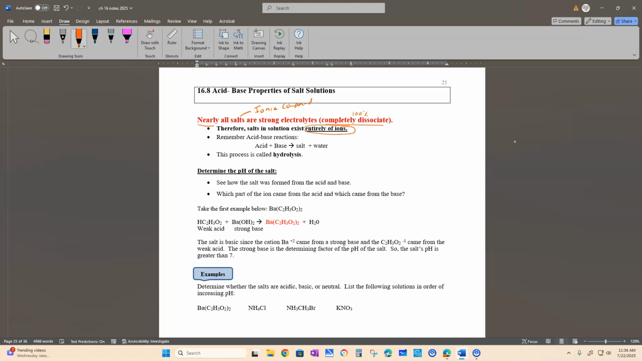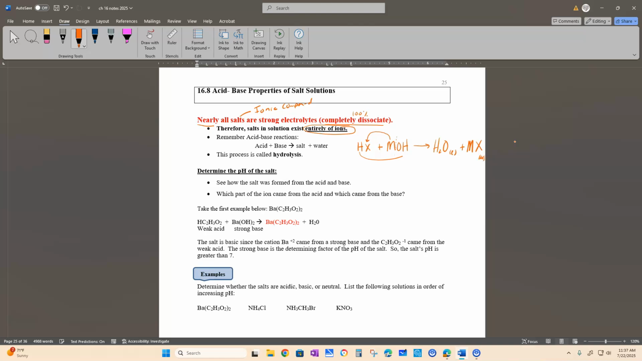Remember acid-base reactions. An acid usually starts with H, and the base is usually a metal, for right now, and OH. I'm going to produce the H, and remember it's going to dissociate from the OH, so I'm going to get my water. But then I'm going to get that metal looking at that X. Now the X could be a nonmetal, could be a polyatomic, but the metal always goes first because it's a cation.